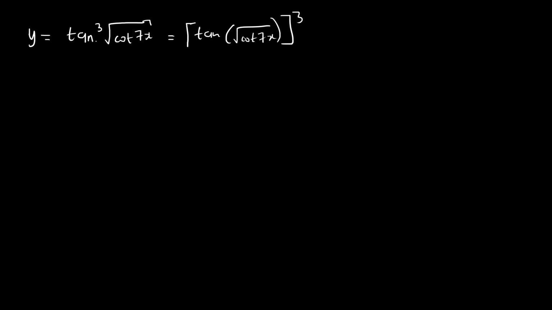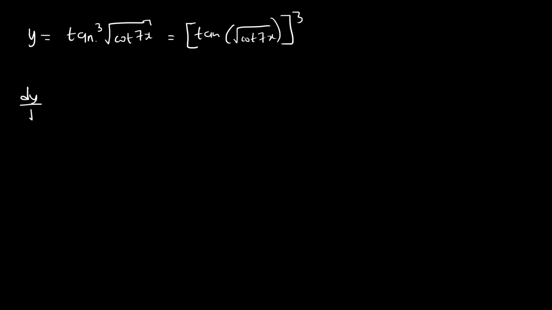We have tan cube. Okay, let me write that properly. Let me not be lazy. We have tan cube square root of cot 7x. So we can see that the square root is only for cot, and cot is part of your tan. So this is the same as saying tan square root of cot 7x. Then the cube is for the whole tan, like this.